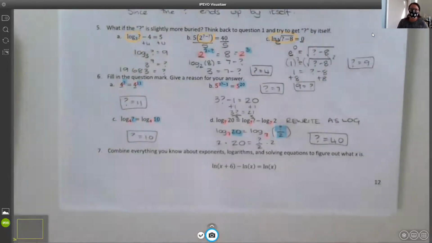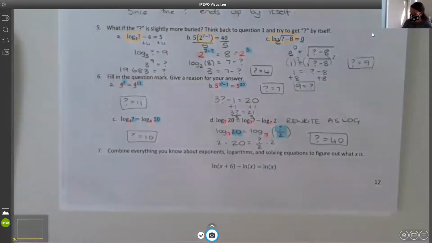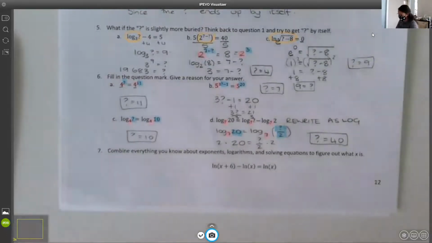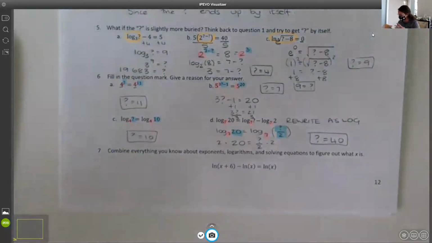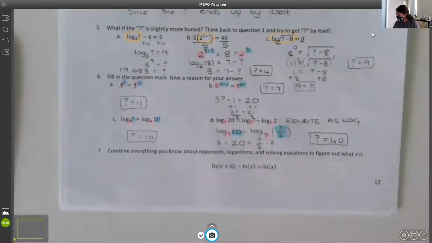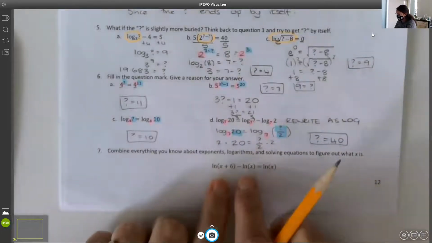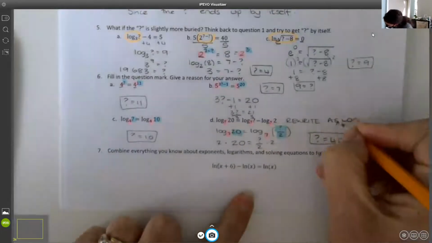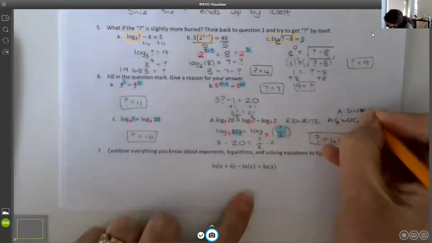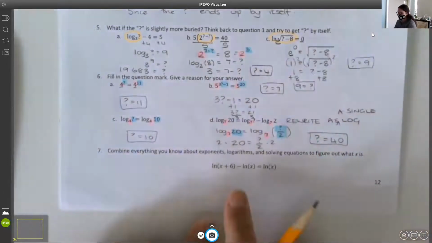Questions? All right, let's take a look at this last one. The last one is going to combine a lot of different things that we've talked about so far. And we have logs on both sides. So the first thing you would want to do is rewrite it as, sorry, I should have written here a single log. You want to do the same thing here.